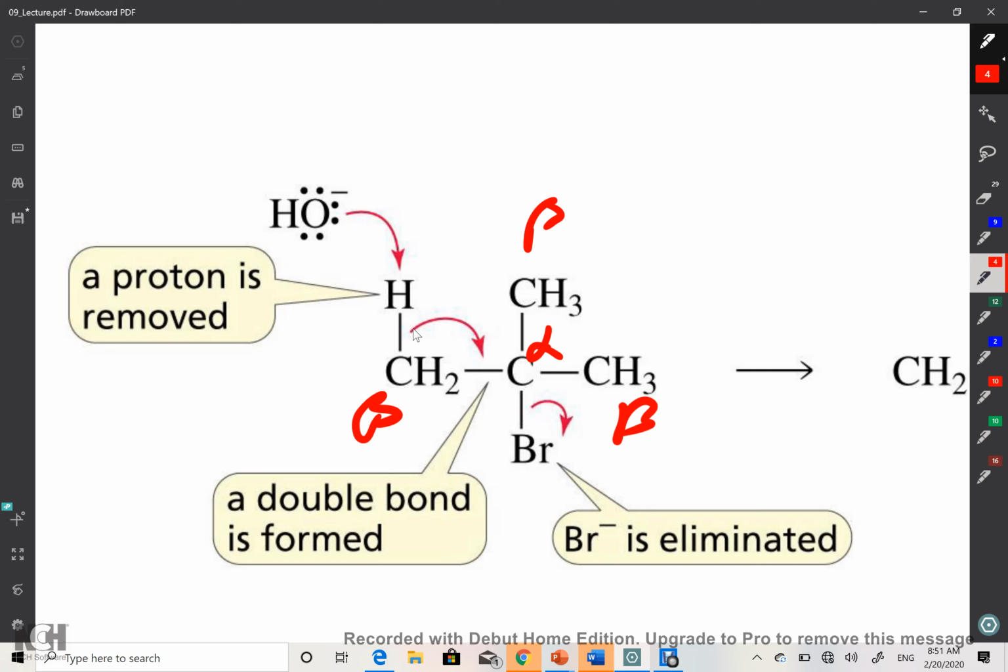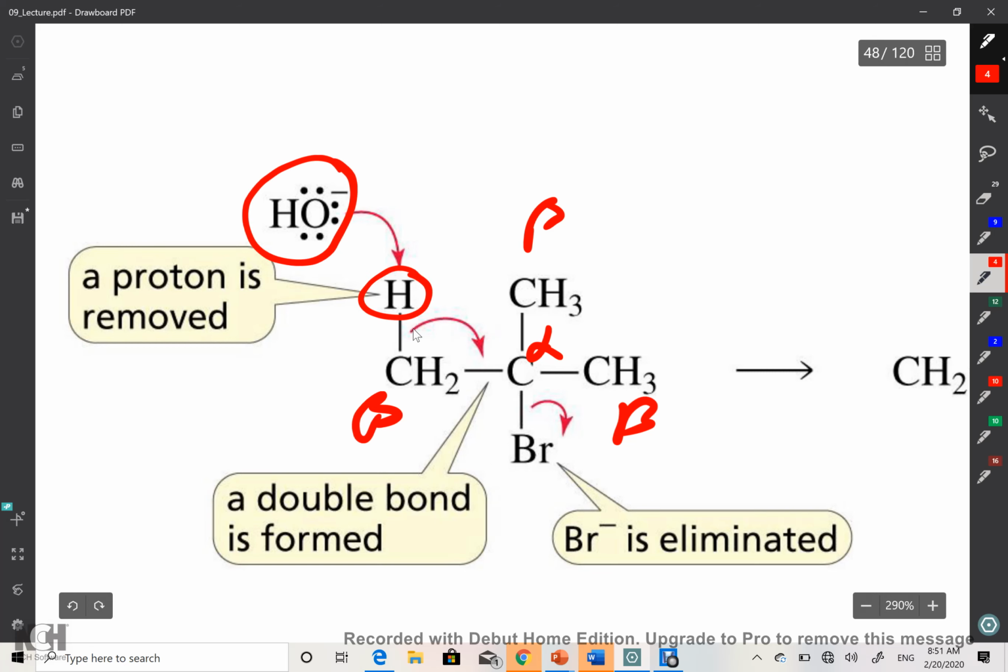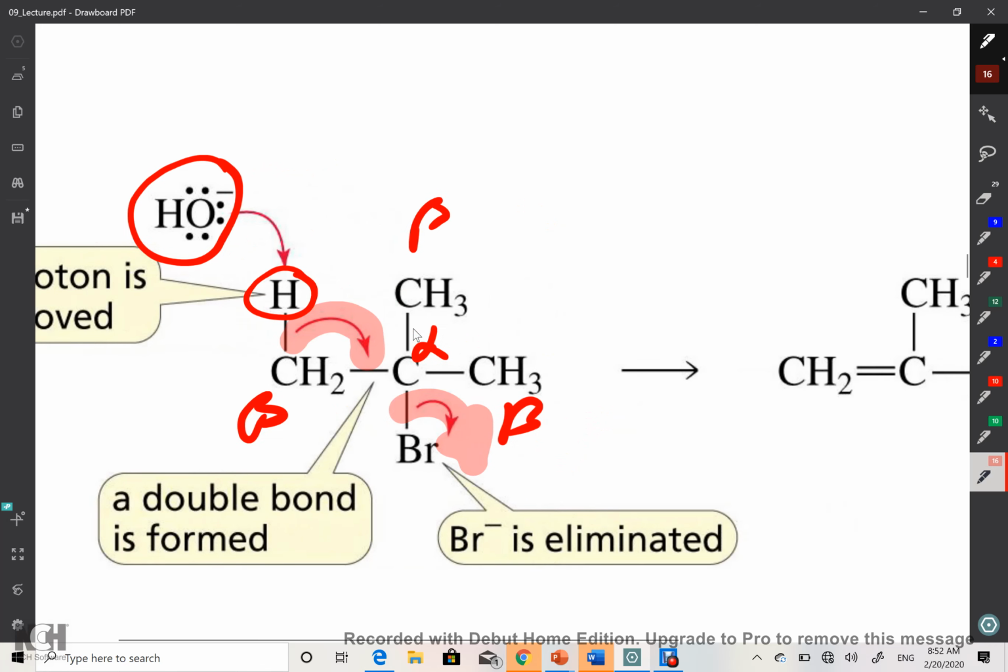Does that make sense? Everything takes place in one step. The base, because it's a base, will abstract the hydrogen atom so it gets that hydrogen, and the electrons that form a bond between the hydrogen and the carbon will now collapse to create a double bond over there. Once it does that, it kicks the leaving group out. That's the mechanism. Everything in one step.